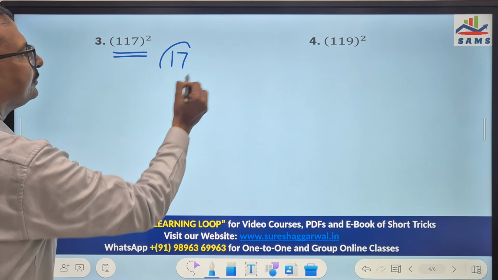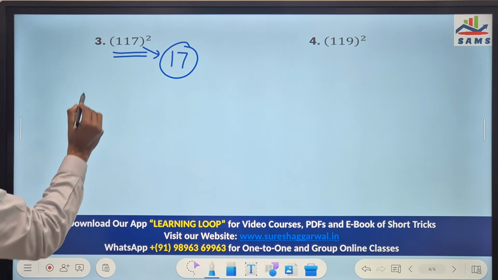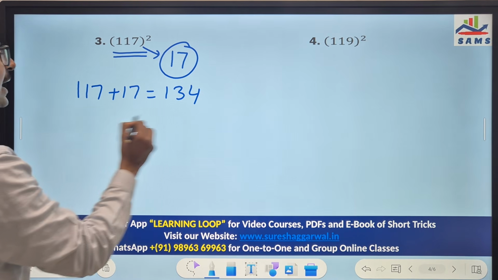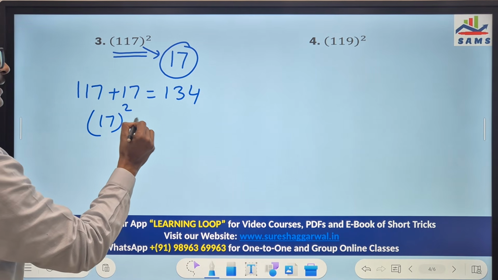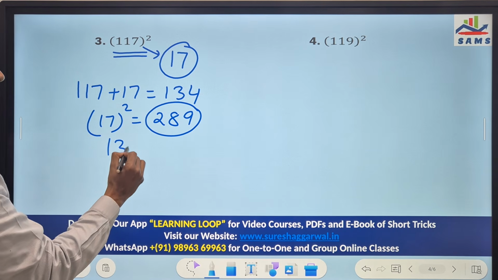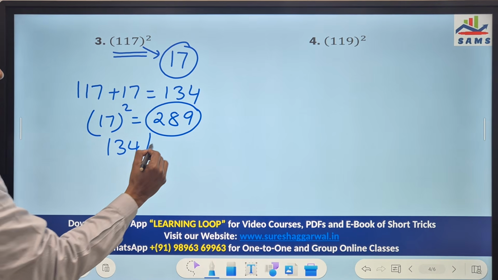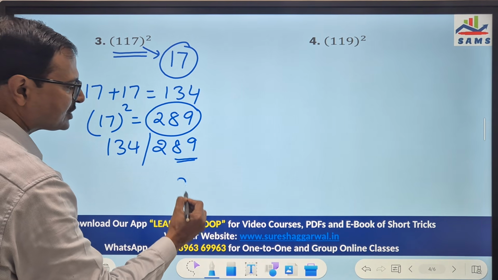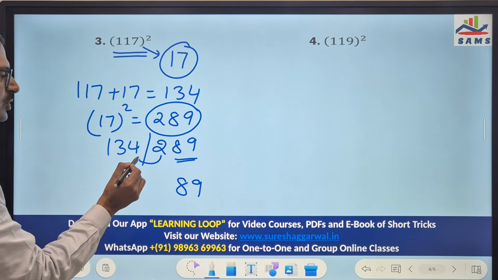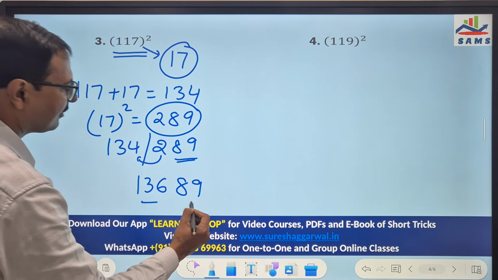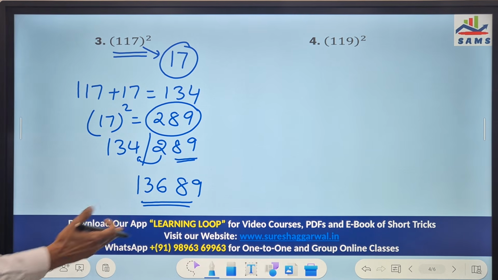So easy, right? But if we have a 3 digit number like here, 117, the excess is 17. When you add like this, 117 plus 17 gives 134 and then 17 square gives 289. Now you have a 3 digit number here. So for avoiding any errors, separate them using a slash, retain the last 2 digits and carry forward this 2 here. 134 plus 2 is 136 and you have the answer. The square of 117 is 13689.